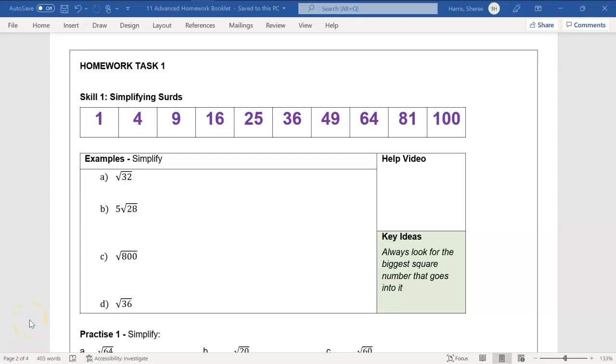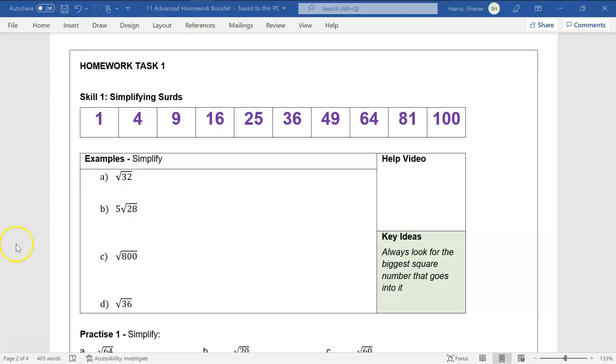In our first lesson, we're going to look at simplifying surds. It's really important that you know your square numbers, at least up to 10 squared, 100, before you start. So basically 1 times 1, 2 times 2, 3 times 3, 4 times 4. And it's a good idea to write them at the top of your page if you're ever doing a surds test.